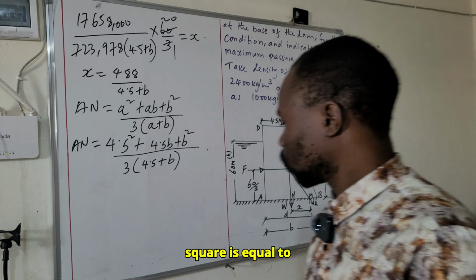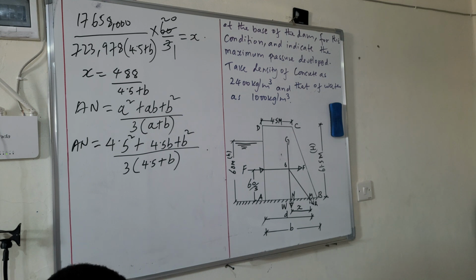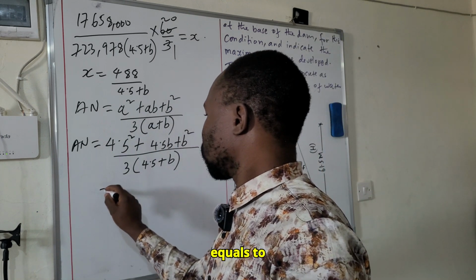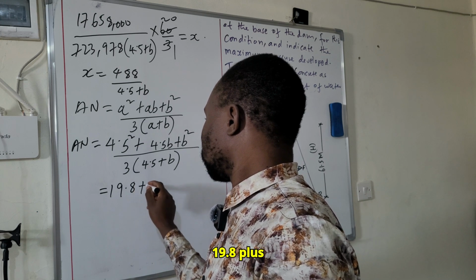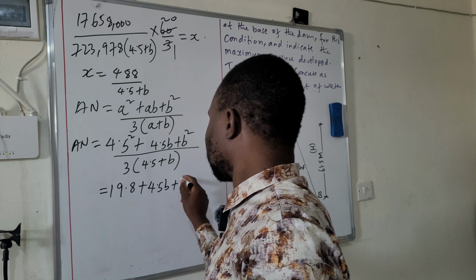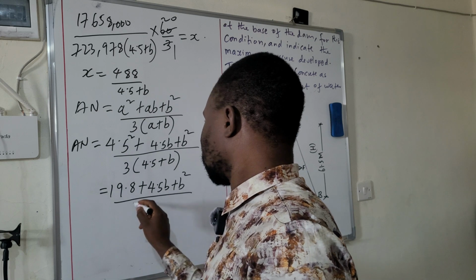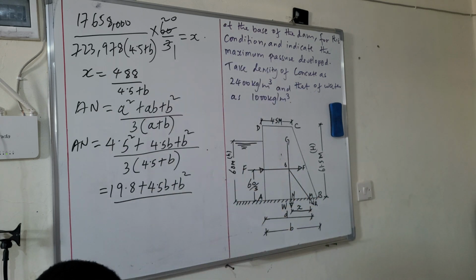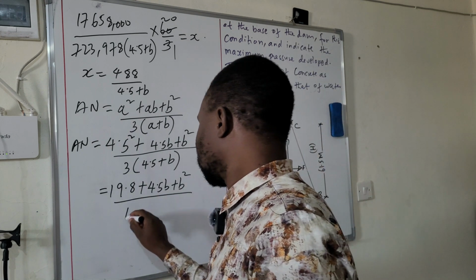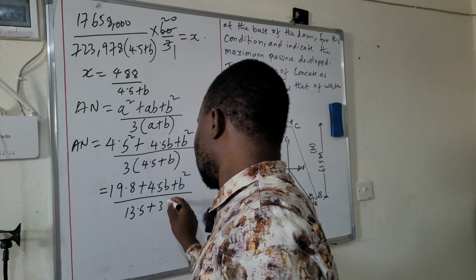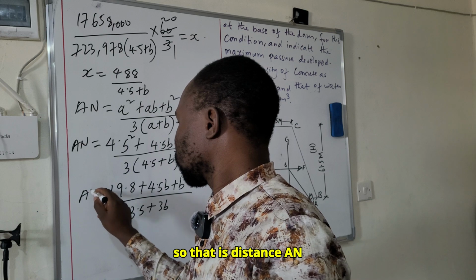Then we simplify the expression. So 4.5 square, let me do it on my calculator, 4.5 square, so that is 19.8 (rounded). So 19.8 plus 4.5 B plus B square over 3 times 4.5, that is 13.5 plus 3 B. So that is distance AN.